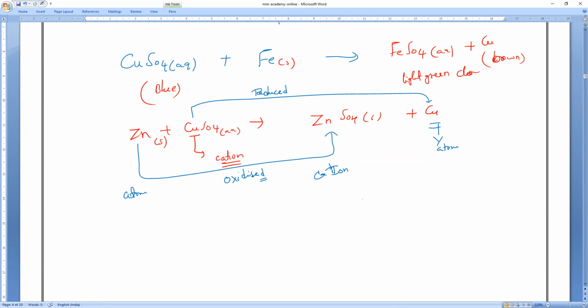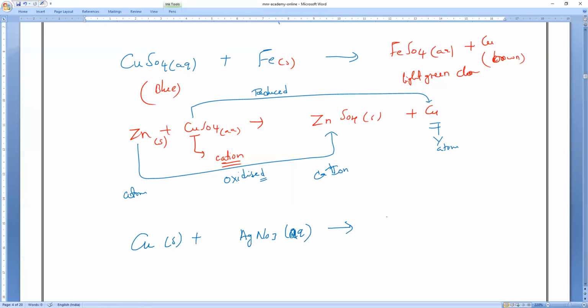So all these things are examples of what? These solutions are examples of displacement reactions as well as redox reactions. For example, copper reacting with silver nitrate. Can you tell me, will the reaction take place or not? Speak loudly. Will the reaction take place or not?